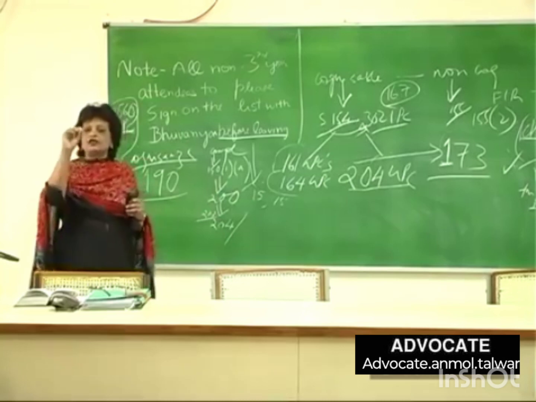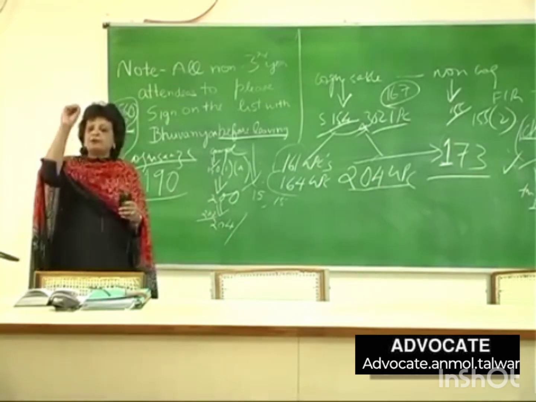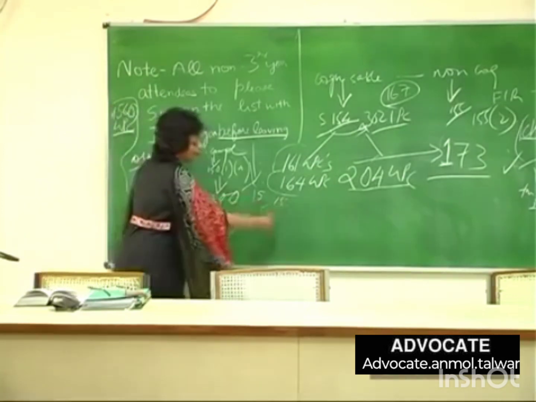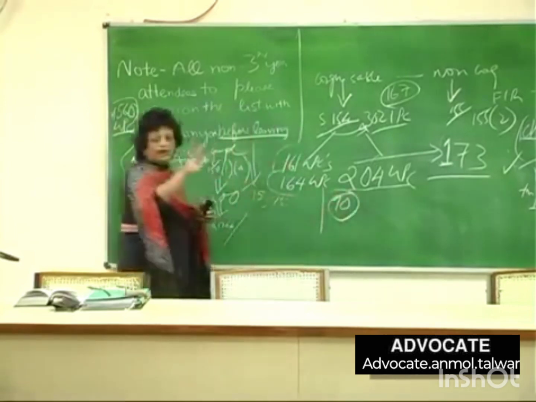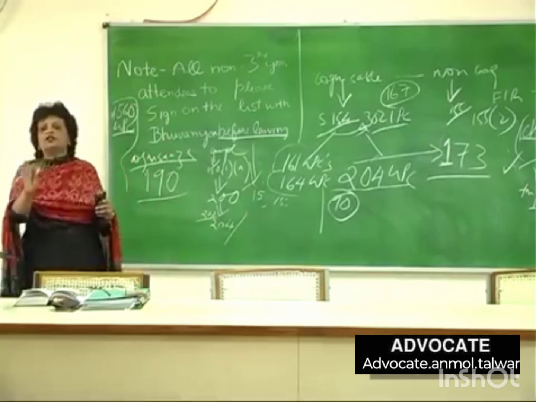In the case where the offense is punishable with death, imprisonment for life, or up to 10 years, that process of 15-day remand will end on the 90th day. That is, after 90 days, if you don't file your charge sheet, consequences will ensue.